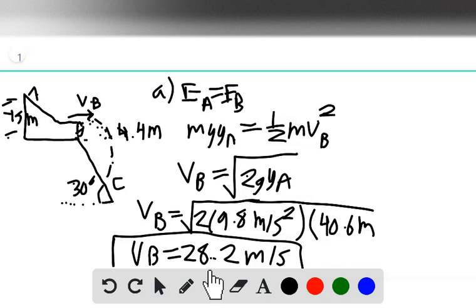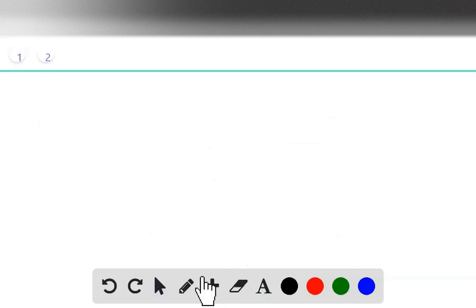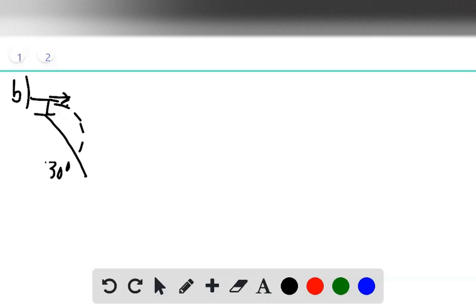All right, so then part B asks us to find how far down the slope the person will go. So I'm just going to redraw. This is the jump, and then the slope goes down, and this is 30 degrees. And we have projectile motion here, so you should be thinking projectile motion equations.